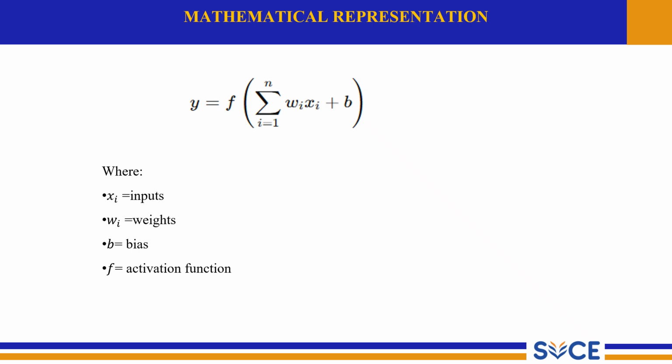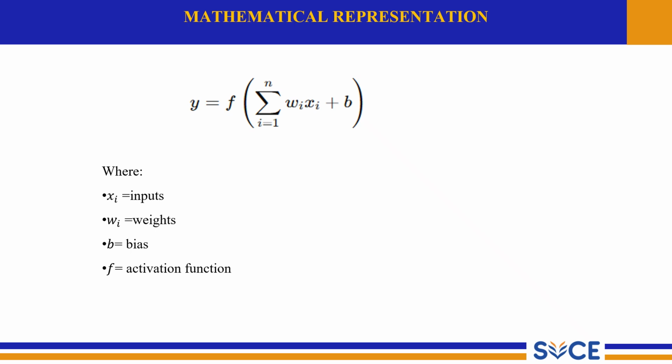An artificial neuron takes multiple inputs, multiplies each input by a corresponding weight, adds a bias, and passes the result through an activation function. So mathematically, it can be written as y equals f of the summation of i equals 1 to n of w_i x_i plus b. Here, x_i is the inputs, w_i is the weights, b is the bias, and f is the activation function. So x_i represents the input signals, which can come from external data or previous layers of the network.